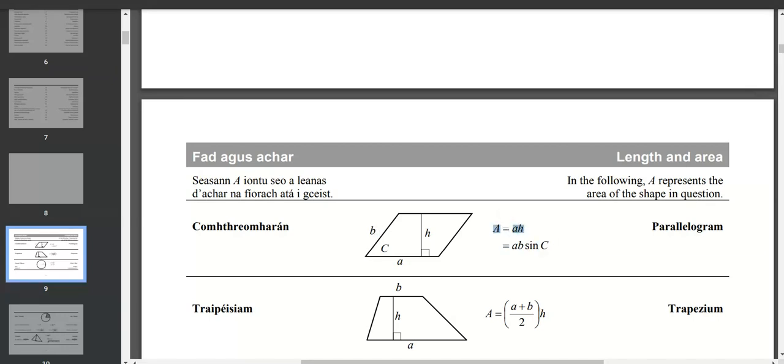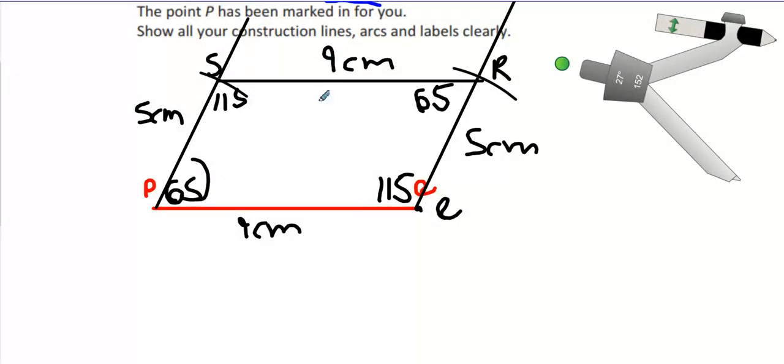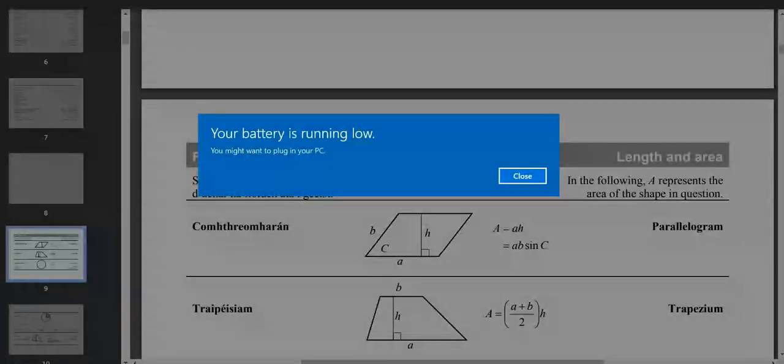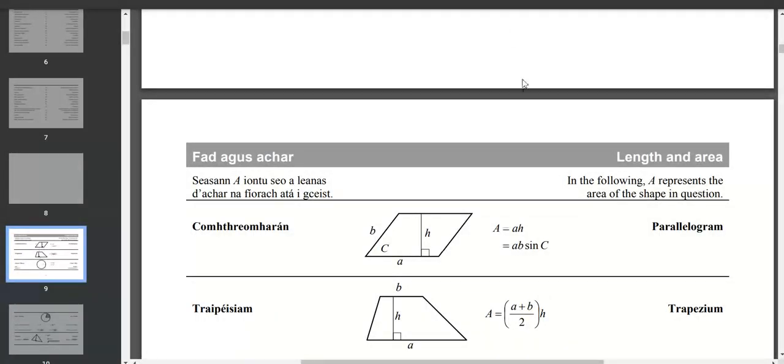Area equals A by H. You could do the area by the perpendicular height. Is that an option? Why? I don't have the perpendicular height. That is not an option. What's the other option? No, that's for a triangle. Just AB sine C. So any two sides and the angle pinned in between them. Is that right? So A, any two sides and the angle wedged in between.